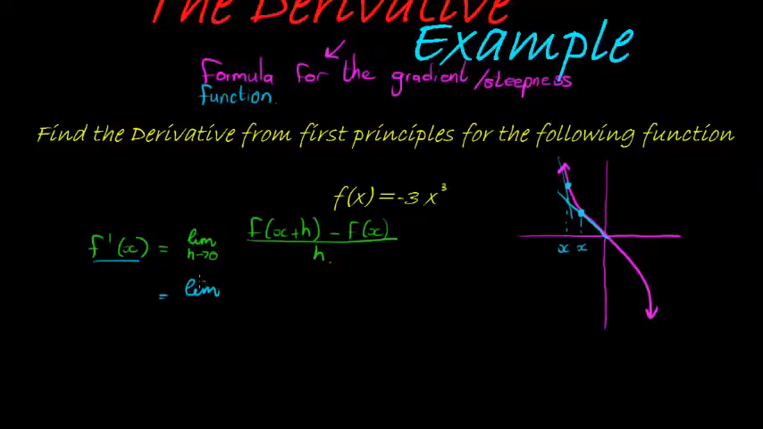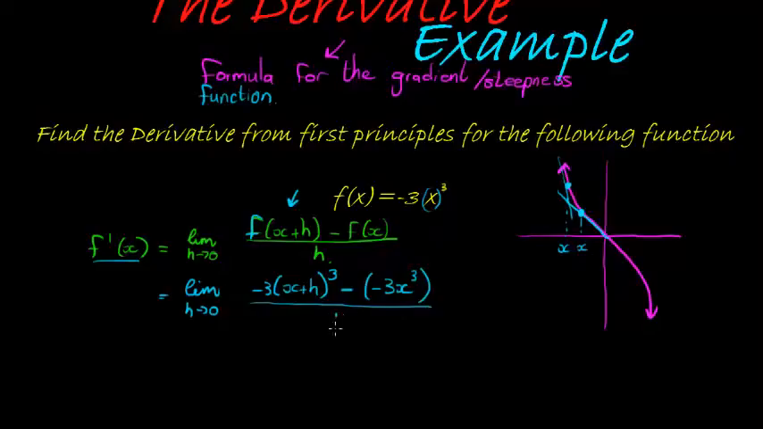So let's see. I get the limit of h tending to 0 of f(x plus h). Now x plus h is the input, and what does f do to the input? Well, it does two things. It cubes it and then multiplies it with -3. So the input is x plus h. That must be cubed and then multiplied with -3, minus f(x). Now the input is just x, so -3x cubed. That's what f(x) is. We divide this by h.